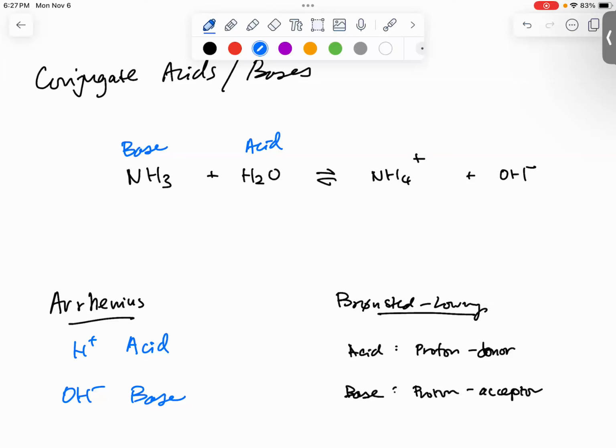So water's conjugate base would be H3O plus. Hold on, let's finish this and then you will see the answer. There's another reason why I use ammonia: it's a weak base, and I can use the double-headed arrow. Now look at the product side. They can go back to the left. So to go from the ammonium ion back to ammonia, what has to happen?